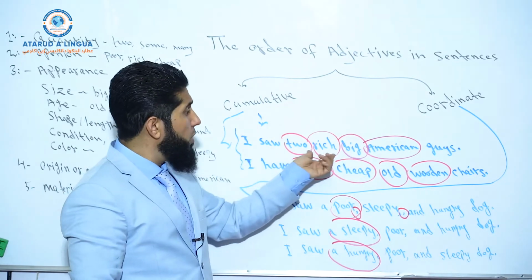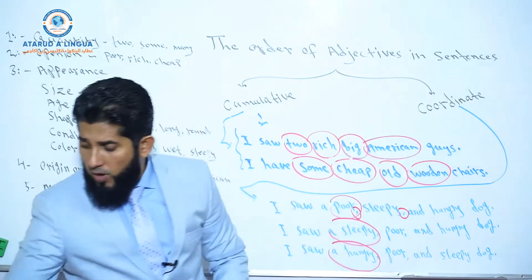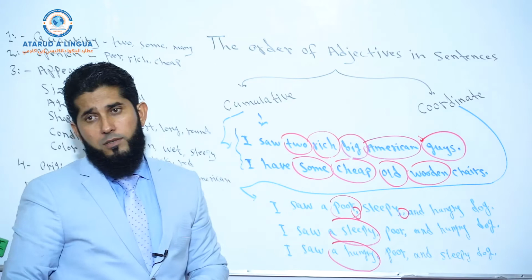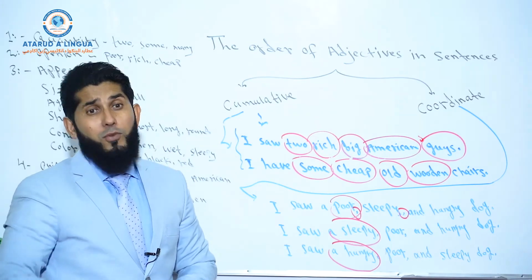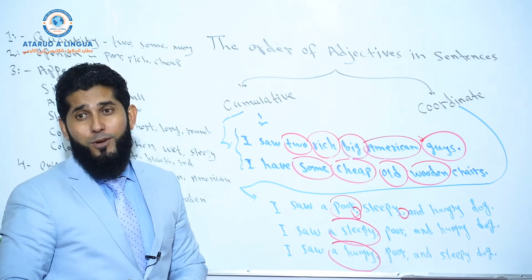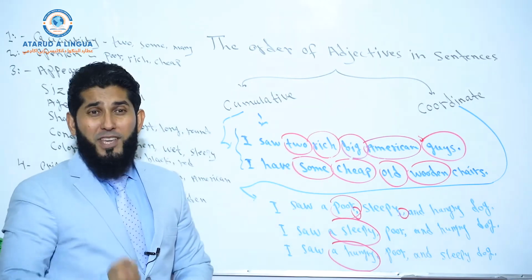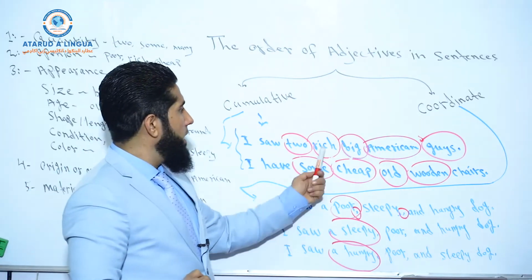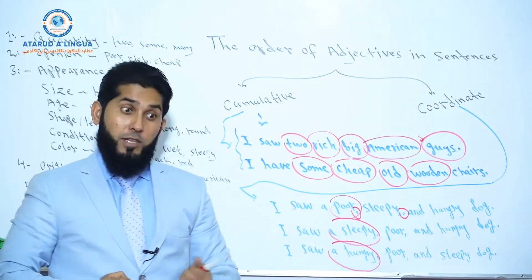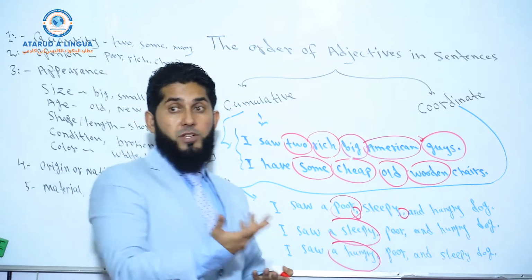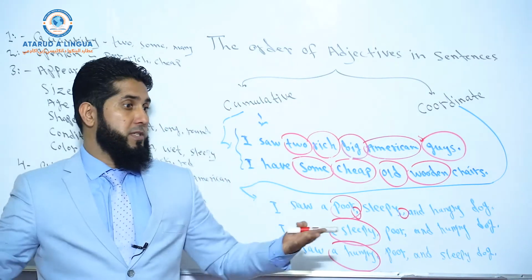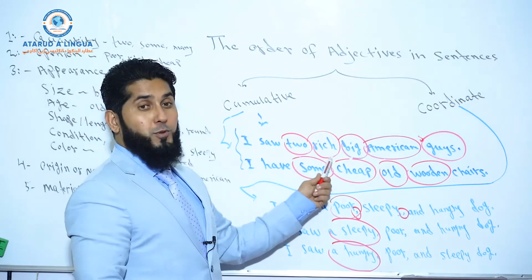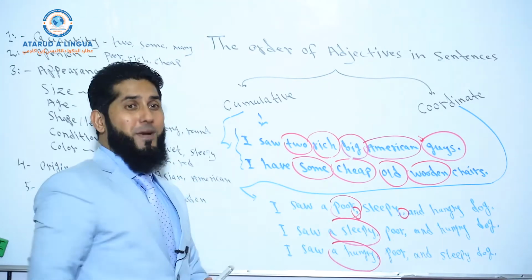So now, two rich, big American guys. Now all of these four adjectives describe the noun guys. What kind of guys? First of all, there were two, not three, not four. So the adjective two gives us the number of this noun. You see that? And rich, their opinion, I mean, they looked to be rich. They're wearing expensive clothes, or they came in a very expensive car, right? So this adjective gives us an idea that they had a lot of money.